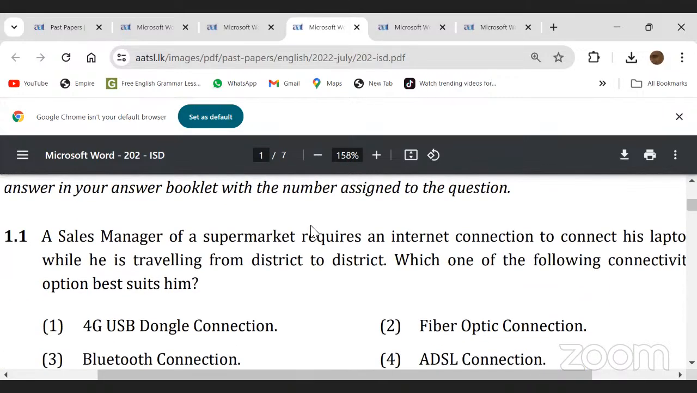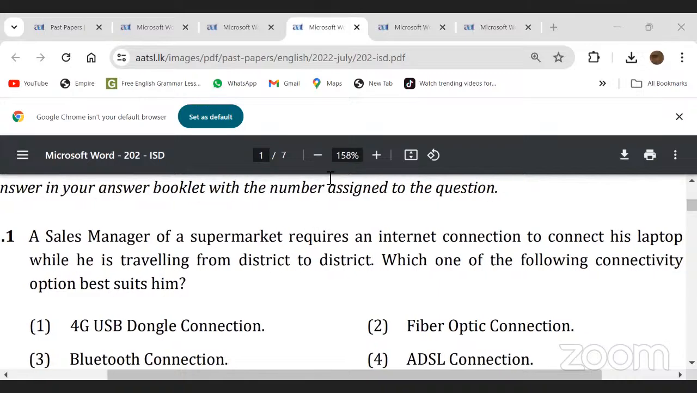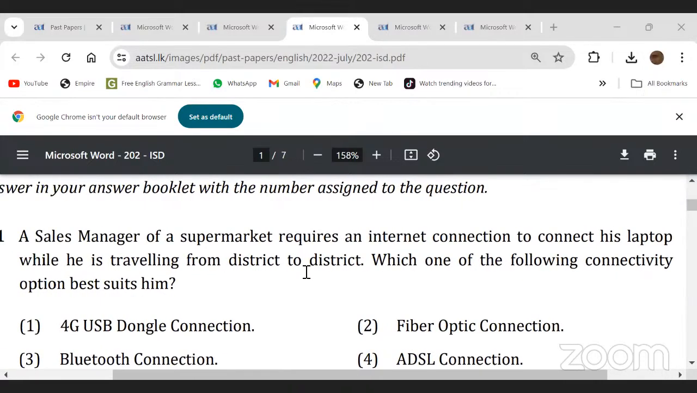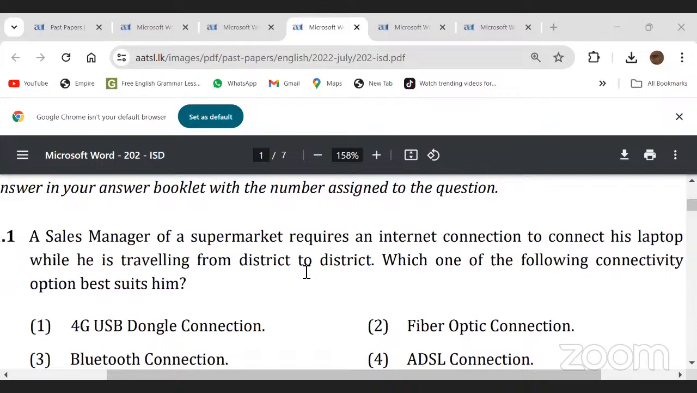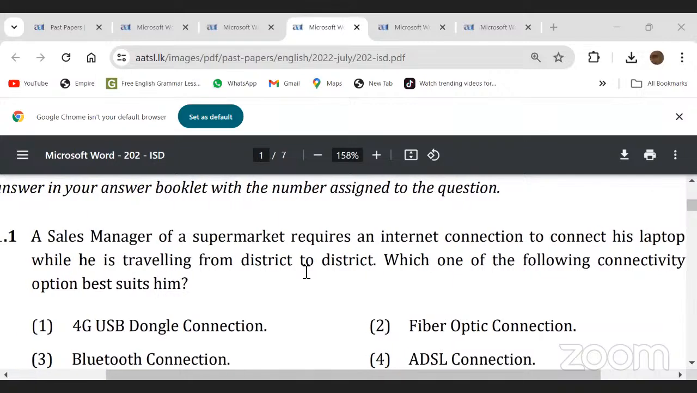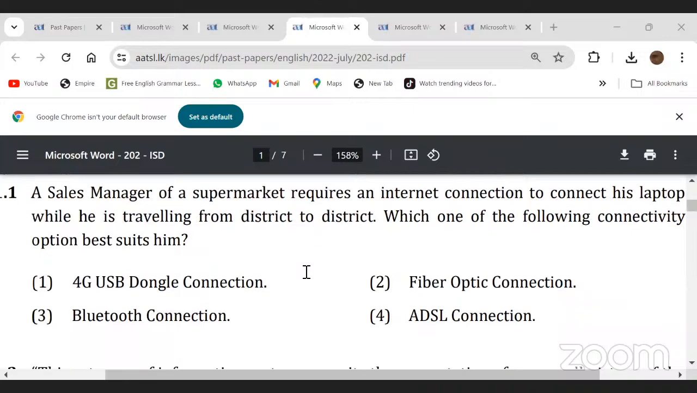Sales manager of a supermarket requires an internet connection to connect his laptop while he is traveling from district to district. Which one of the following connectivity options is best suited? Now this manager is traveling here and there. He wants internet connectivity. We'll see. 4G USB dongle connection.